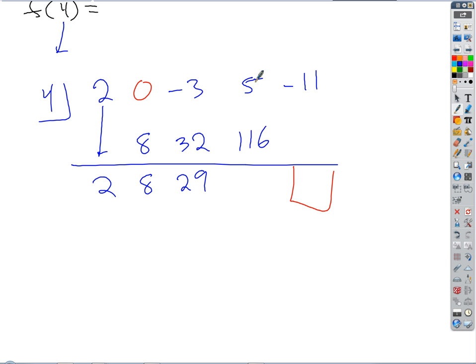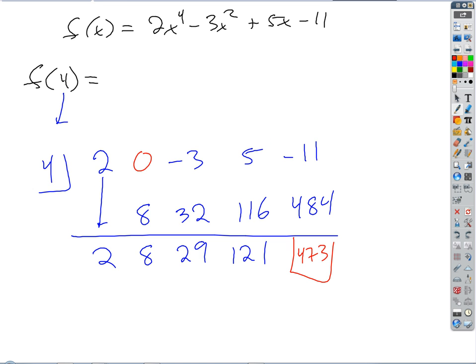And then add a 5, 121. 4 times 121: 4 times 100 is 400, 4 times 21 is 84, so 484. Add negative 11, and I get what? 473. So what that tells me is that f of 4 equals 473.